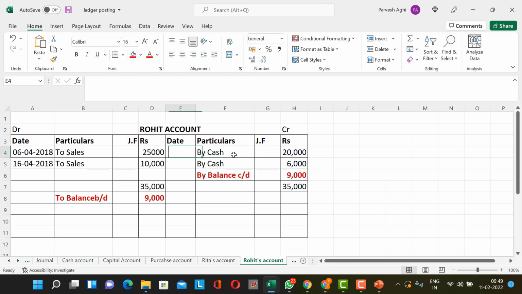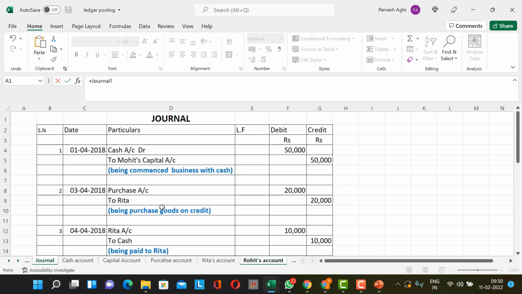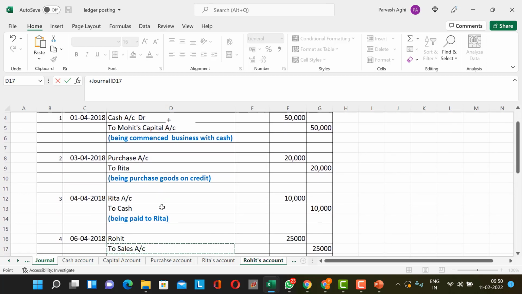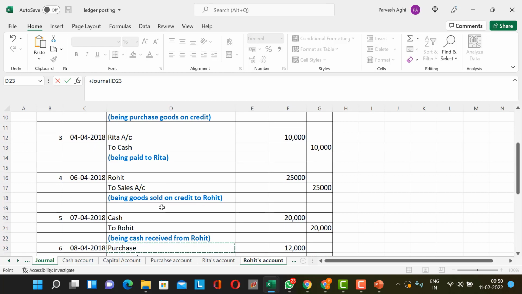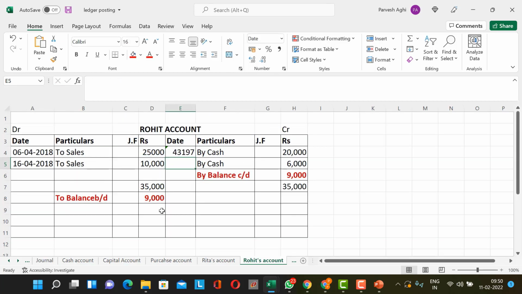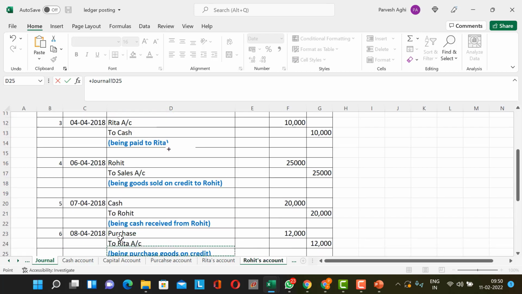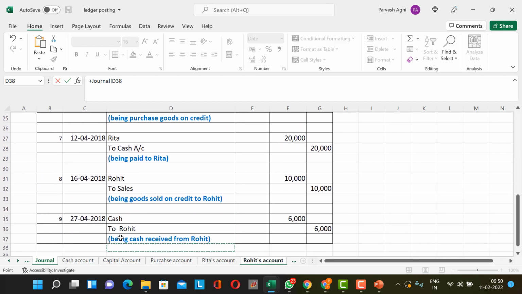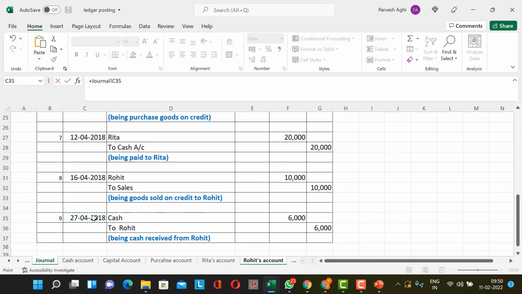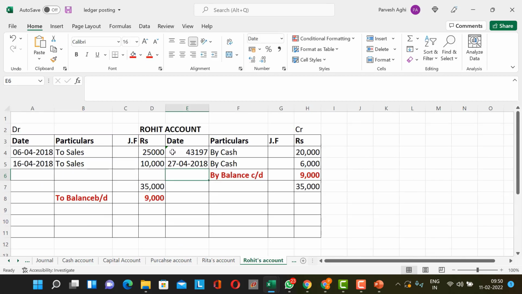Okay, the dates are missing, so we can just put the dates here. First is 20,000 cash from Rohit, being cash received. Here also I'll put the date: 6,000. The 6,000 was received, which was the last transaction, I believe.